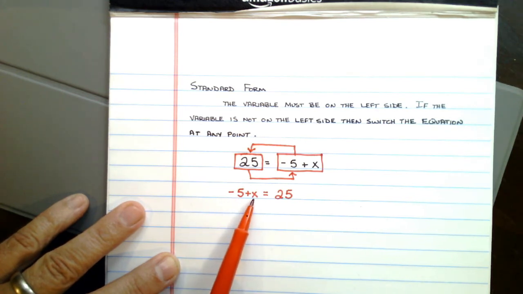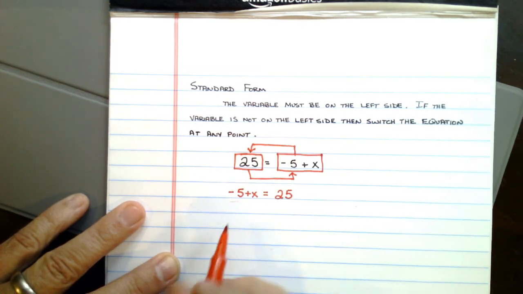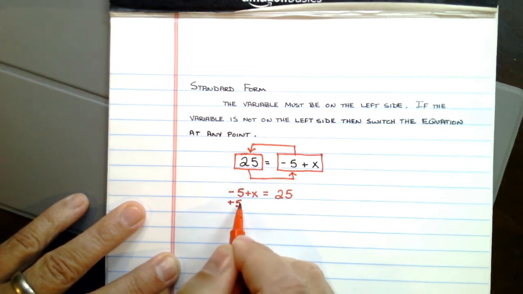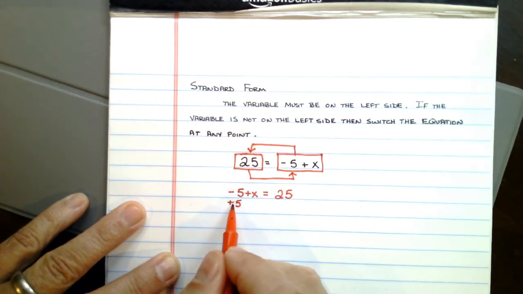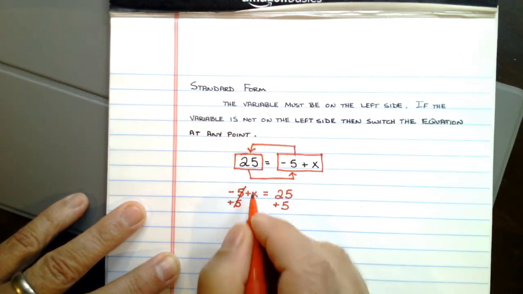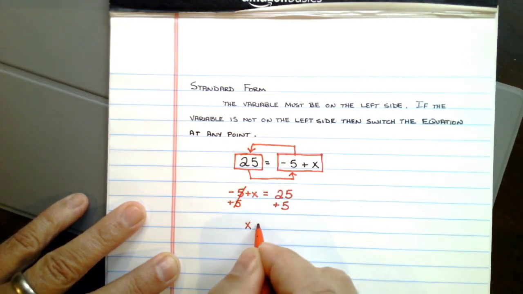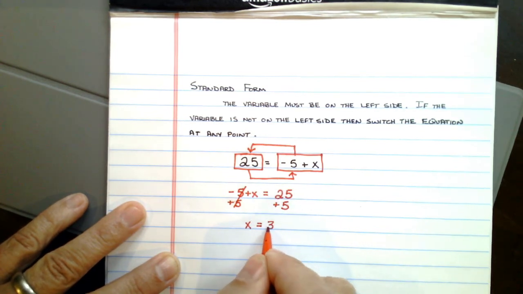These numbers are not right beside each other. They're separated. The opposite of negative 5 is positive 5. I need to get rid of this negative 5 by adding 5. And if I do it to one side, I do it to the other side. These cancel out. I bring down my x. I bring down my equal sign. 25 plus 5 is 30.